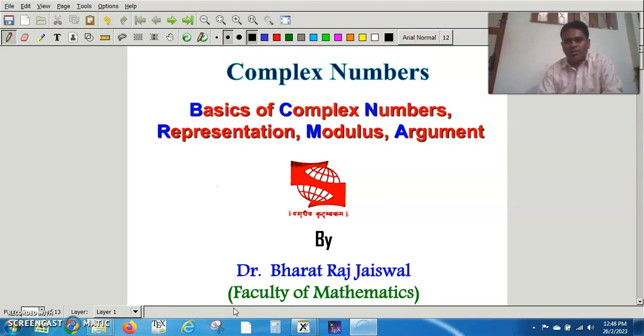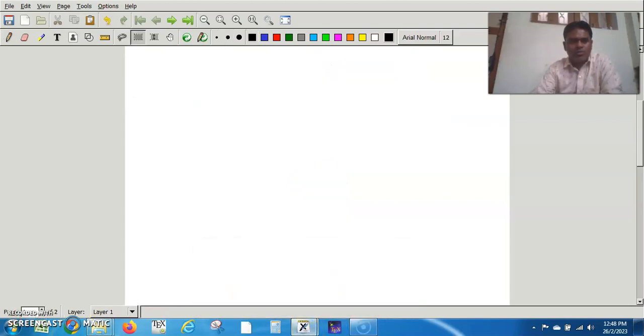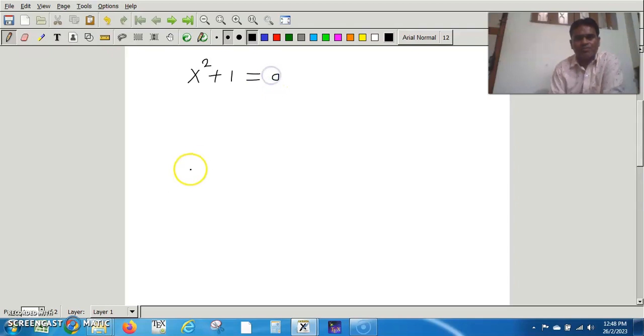But before that students, let us see why do we need the complex numbers when we have already with us the system of real numbers. Then why do we need the complex numbers? So let us take an example through which we can easily understand the necessity of the introduction of the complex numbers. So suppose you are given an equation x square plus 1 equals to 0.